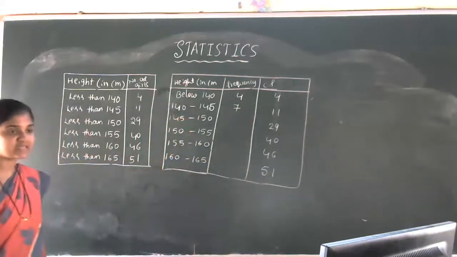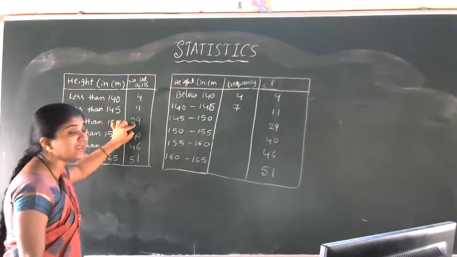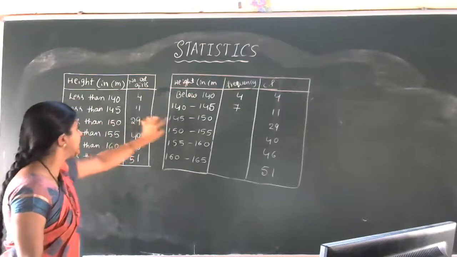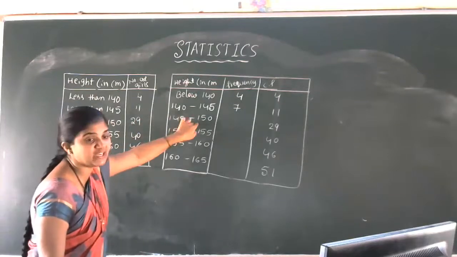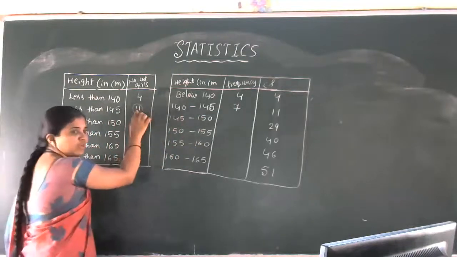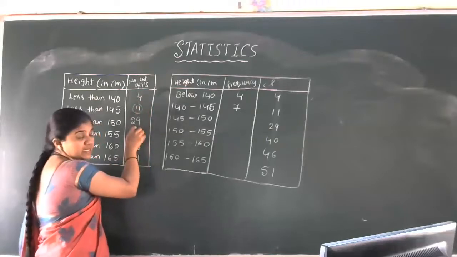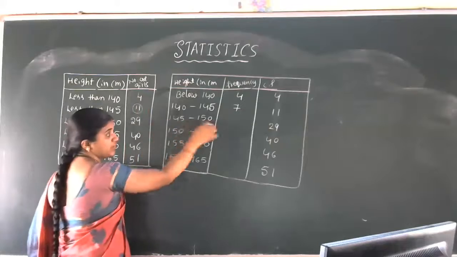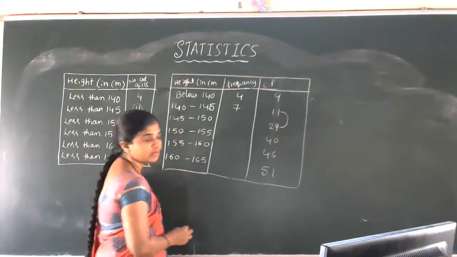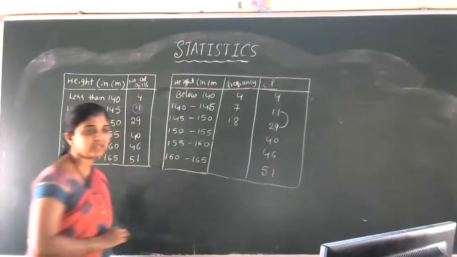Now, see here, less than 150 is 29. But we need the 145 to 150 range. So these 11 members are also covered; we only have to take 11 because this 4 is involved in the 11. Total strength is 29, but we need only the 145 to 150 range. So what do we have to do? 29 minus 11. How much? 18. 29 minus 11 is 18.